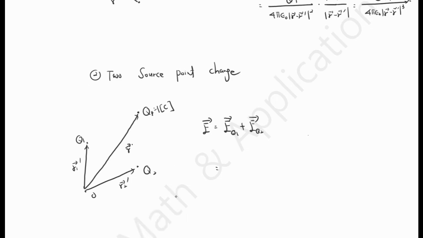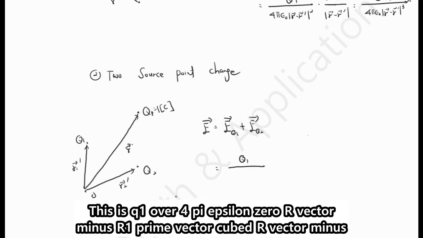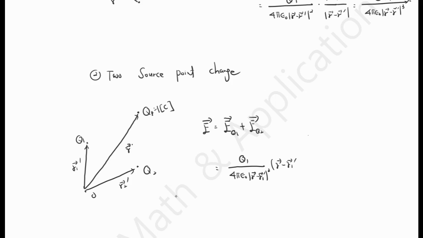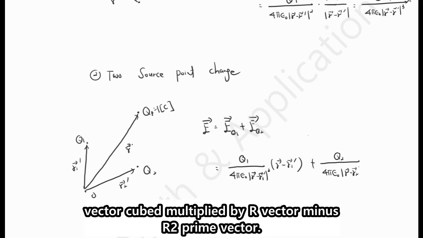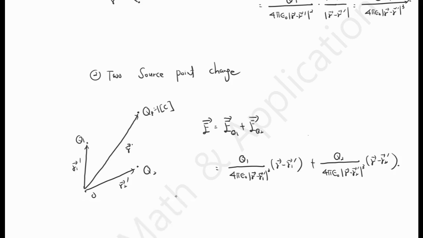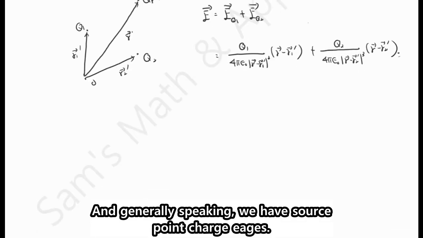So this is Q1 over 4 pi epsilon 0 times the magnitude of r vector minus r1 prime vector cubed, multiplied by r vector minus r1 prime vector, plus Q2 over 4 pi epsilon 0 times the magnitude of r vector minus r2 prime vector cubed, multiplied by r vector minus r2 prime vector.